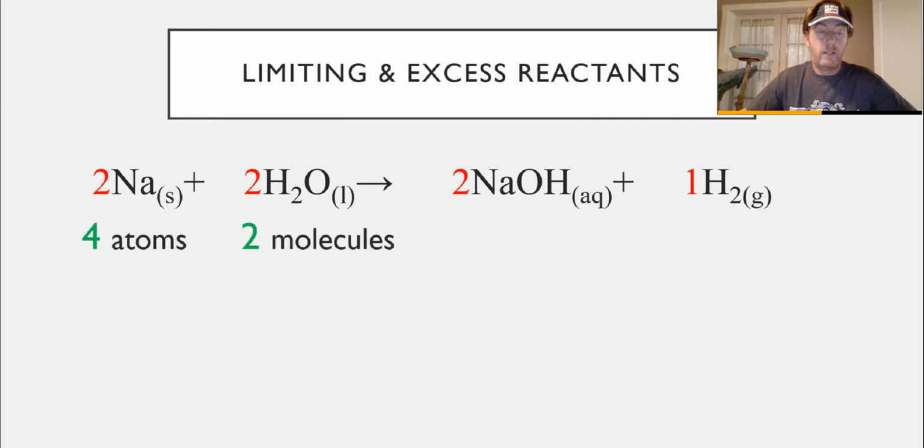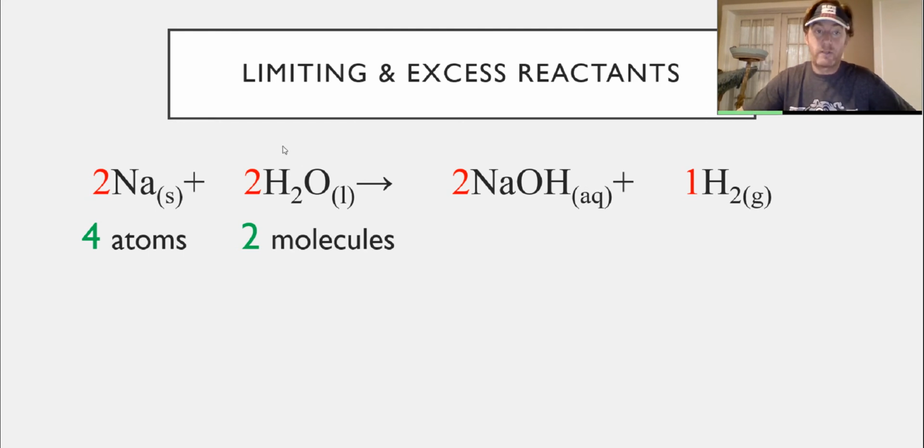What if we were given 4 atoms of sodium and 2 molecules of water? Well, we see this as a 2-to-2 ratio between these reactants, which really means that it's a 1-to-1, right? For every sodium, we need a water. And you can look at it either way. If I look at it starting from the sodium side, if I have 4 atoms of sodium, well, I'm going to need 4 molecules of water, and I don't have that. I only have 2. So I know that I'm going to run out of water molecules first, and that's going to make the water my limiting reactant.